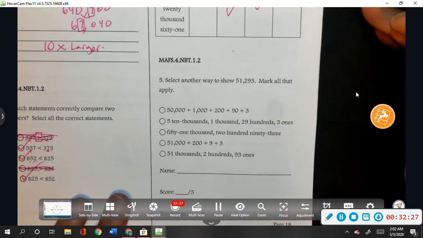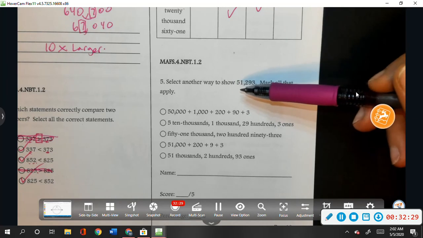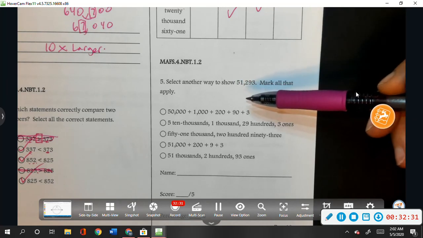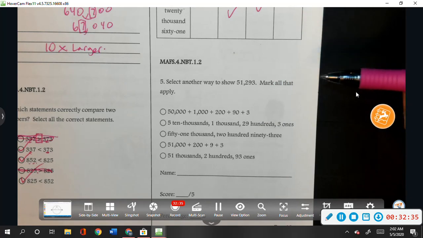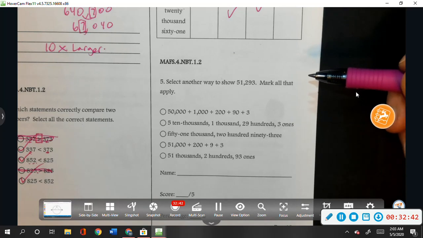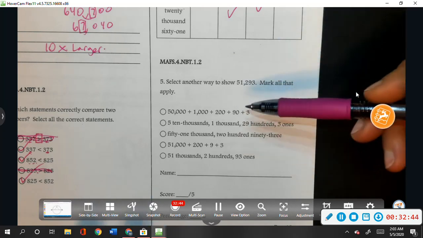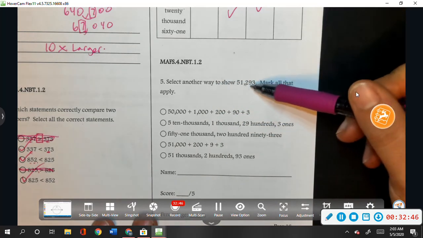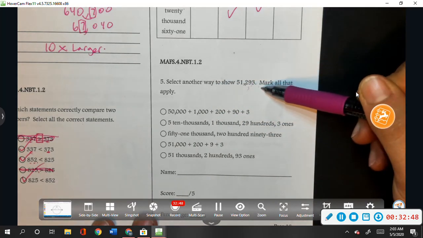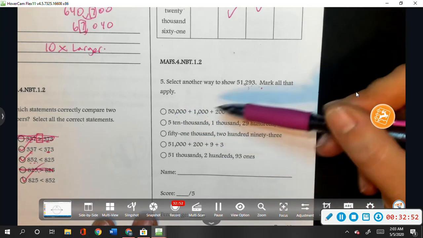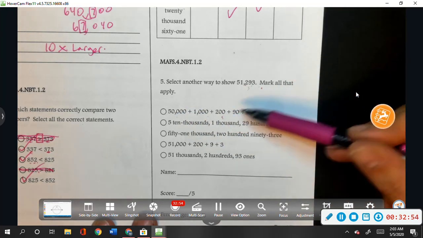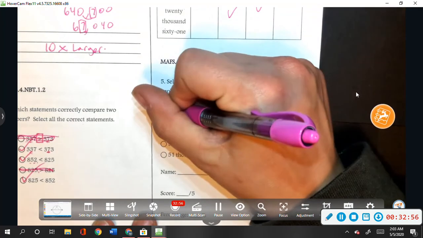Number 5, select another way to show 51,293. Mark all that apply. So we see this in word form, standard form, and expanded form, and base 10 form. So we're going to have to go one by one. We want 51,293. This would be 50,000 plus 1,000 would be 51,293. So that is the correct expanded form.